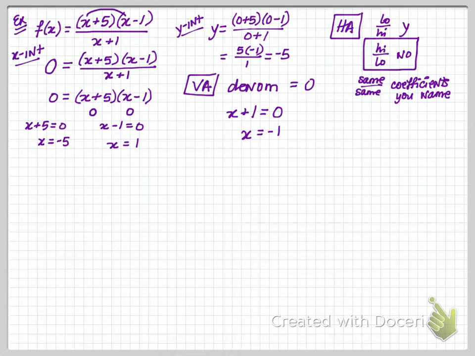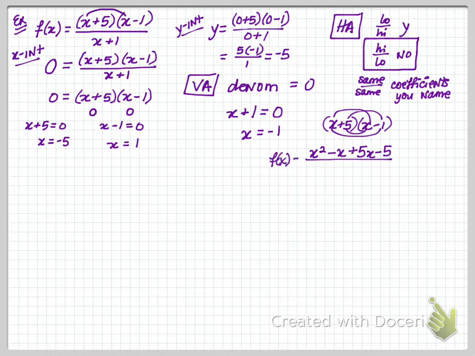So we're going to need to divide. In order to divide, we first need to FOIL that stinker out. So x plus 5 times x minus 1. First times first gives us x squared. Outside times outside gives us -x. Inside times inside gives us 5x. Last times last gives us -5. And that was all over x plus 1. When we simplify that, we get x squared plus 4x minus 5 all over x plus 1.